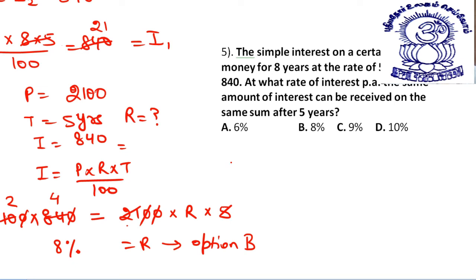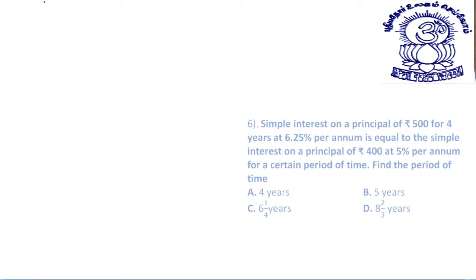The next question we have is: simple interest earned on a principal. First of all, we are given a principal of 500. The simple interest earned on a principal of rupees 500 for 4 years at 6.25% per annum is equal to the simple interest on a principal of 400 at 5% per annum for a certain period of time. Find the period of time. What have we discussed? P1 into R1 into T1 is equal to P2 into R2 into T2. Directly apply this formula, you will get the answer.